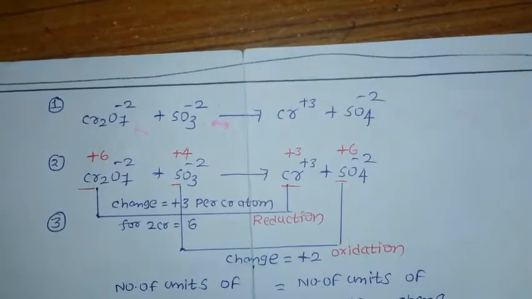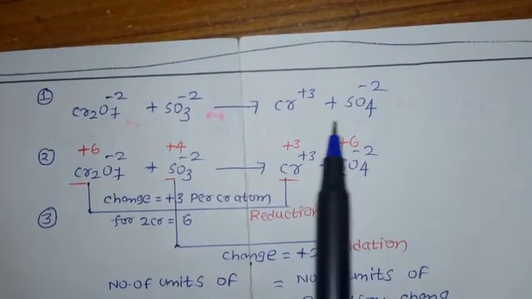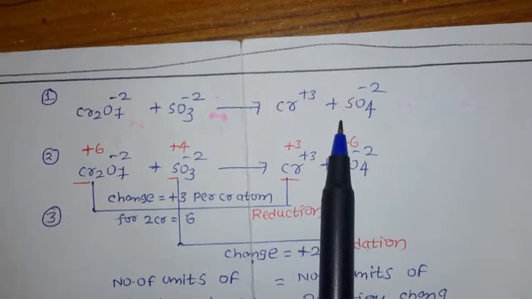So next, if you see the steps in this, you should be very careful in doing the oxidation number method and the half-electron method. Here we are going to discuss the steps one by one. The first step is to write the ionic equation. The ionic equation we already wrote.